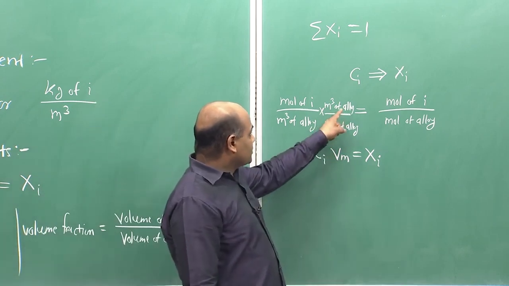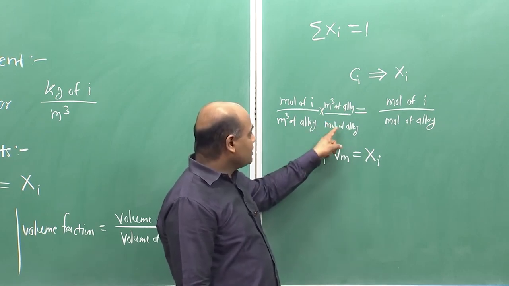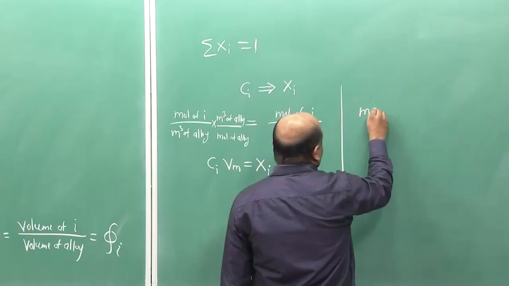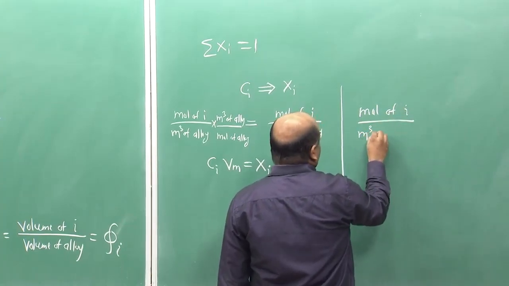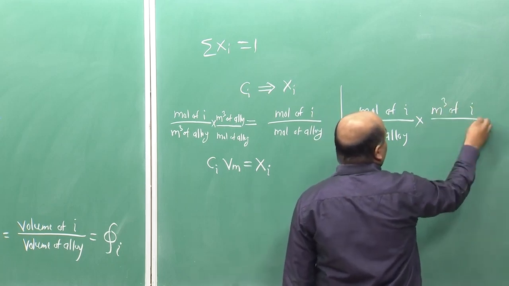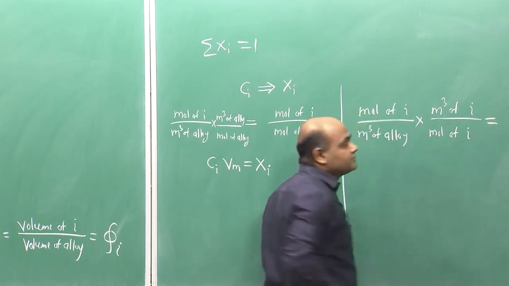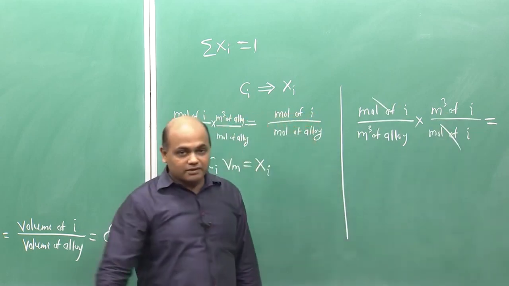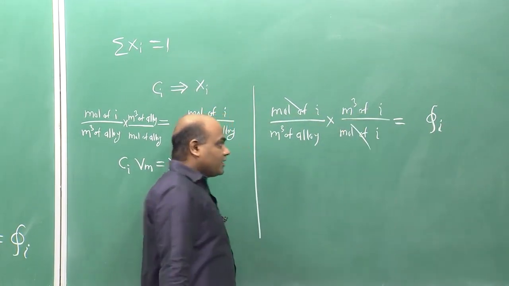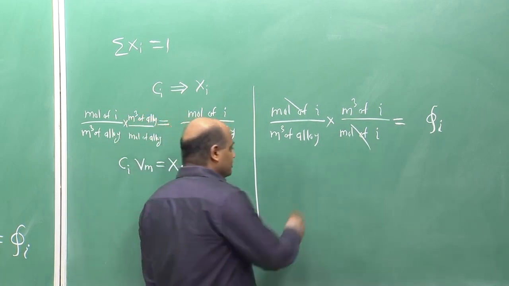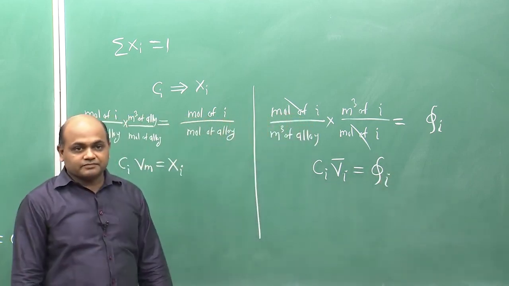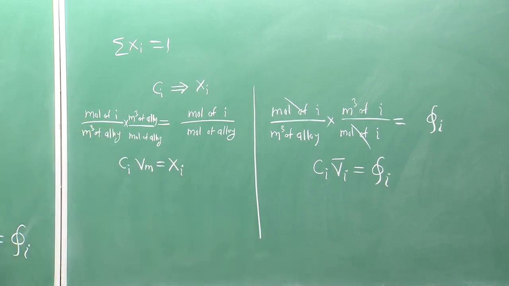So, if instead of multiplying Ci by meter cube of alloy per mole of alloy, I multiply by meter cube of i divided by mole of i, what should I get? So, mole of i divided by meter cube of alloy, into meter cube of i divided by mole of i. This will get cancelled, and I get meter cube of i per meter cube of alloy. So, this is basically the volume fraction phi i. And what is meter cube of i per mole of i? Partial molar volume. So, we write Ci Vi bar is equal to phi i. So, this is an important relation.